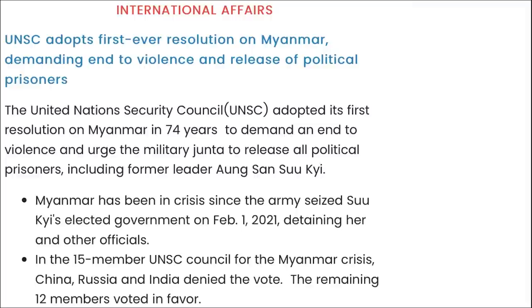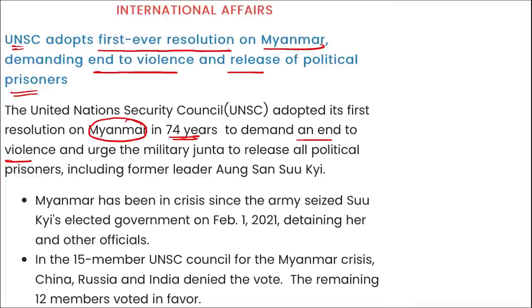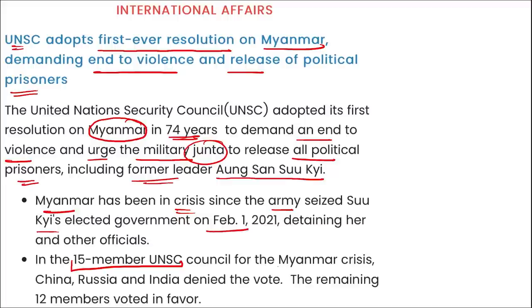Next, United Nations Security Council has adopted their first ever resolution on Myanmar, demanding an end to violence and release of political prisoners. I repeat, United Nations Security Council adopted their first resolution on Myanmar in 74 years to demand an end to violence and urge the military junta to release all political prisoners, including their former leader Aung San Suu Kyi. Myanmar has been in crisis since the army seized Suu Kyi's elected government on 1st of February 2021, detaining her and other officials. In the 15-member United Nations Security Council for the Myanmar crisis, China, Russia and India abstained from the vote.